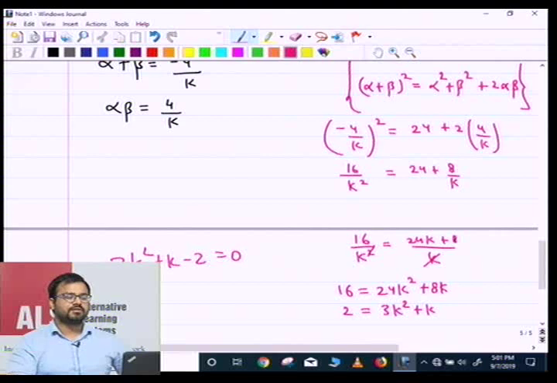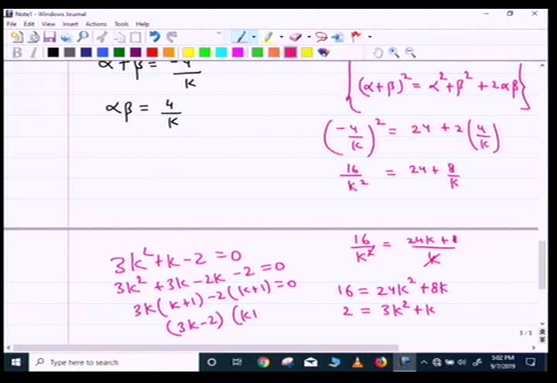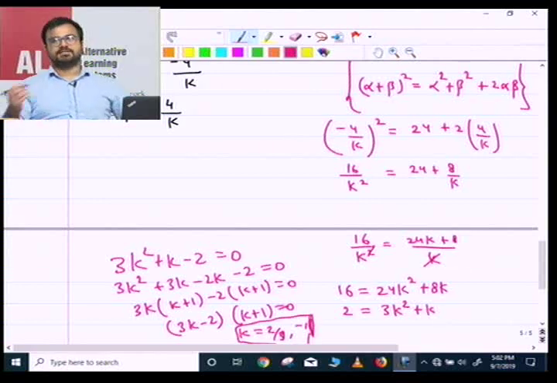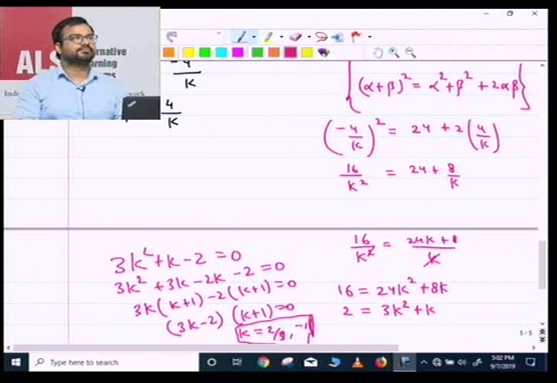Factorize this one: plus 3k minus 2k minus 2 equal to 0. Taking 3k common, so k plus 1, minus 2 times k plus 1 equal to 0. So 3k minus 2 into k plus 1 equal to 0. So you can say k is equal to 2 by 3 and minus 1. These are the two answers, 2 by 3 and minus 1.